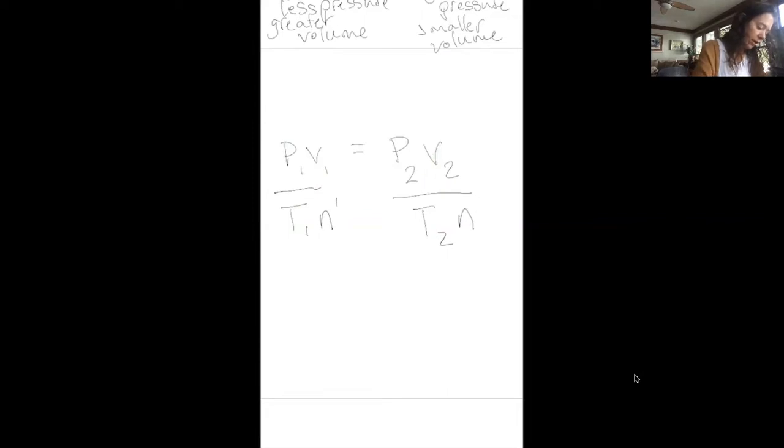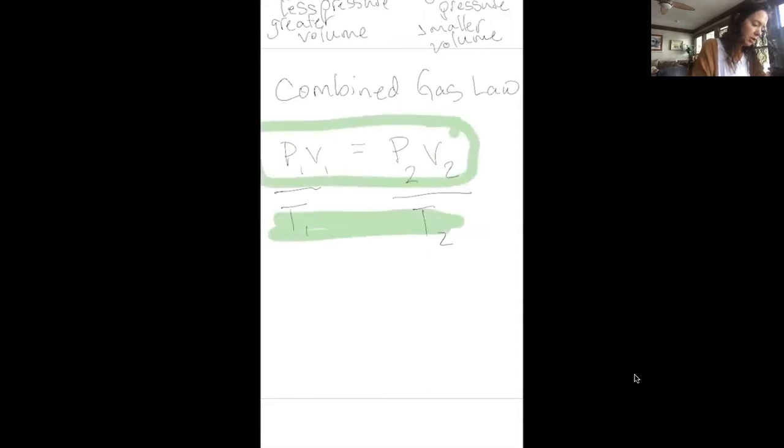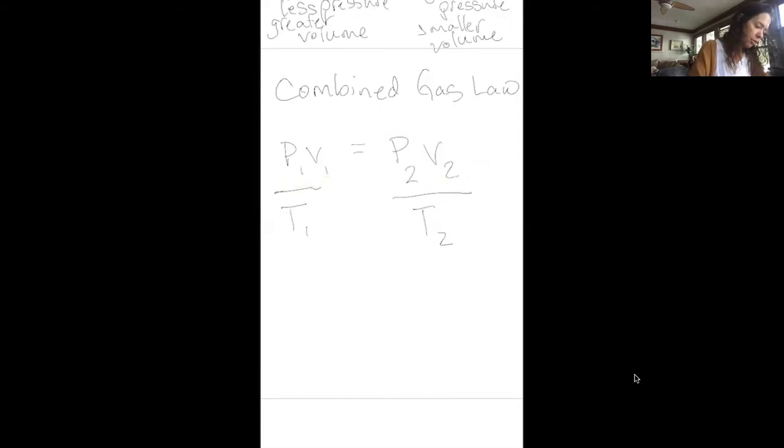What I had right here is actually called the combined gas law. And it combines all three. Get rid of what you don't need. If you don't need temperature, ignore the temperature, and that's your equation, right? If you don't need the volume, then ignore the volume, and that's your equation, etc. And like I just said, you can always put moles on the bottom, and that would work as well, okay? Now, those are your gas laws.